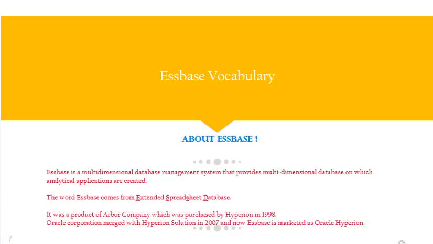Let's see the history of Essbase. Essbase is a multidimensional database management system that provides a multidimensional database on which analytical applications are created. The word Essbase comes from Extended Spreadsheet Database. It was a product of Arbor Company, which was purchased by Hyperion in 1998. Oracle Corporation merged with Hyperion Solutions in 2007. And now Essbase is marketed as Oracle Hyperion.